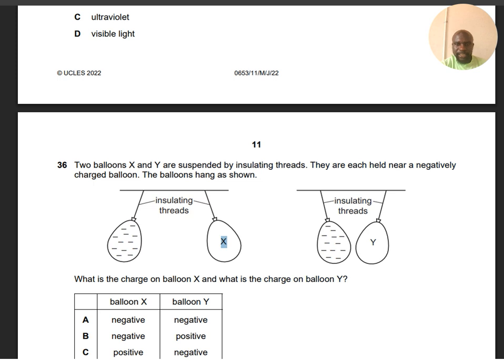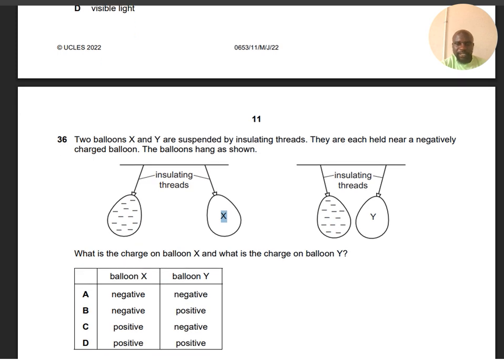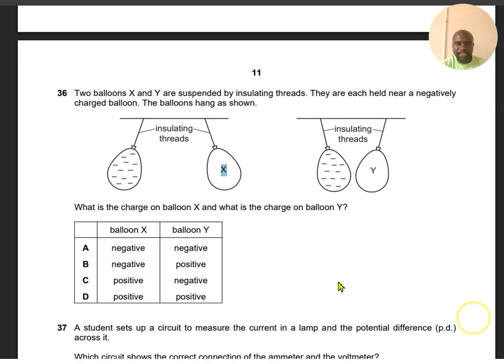Let us check the answers. The charge on X should repel, so it is negative on X. So our possible answers are A and C. But let us check the charge on Y. The charge on Y should be positive. So the correct answer becomes C, negative and positive. But moving on to number 37.